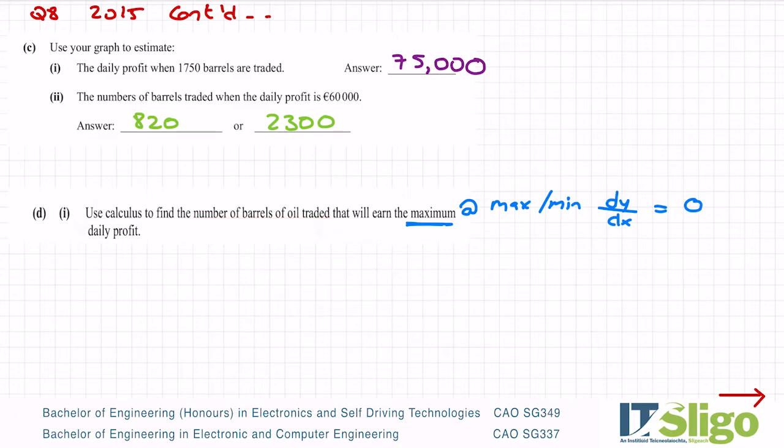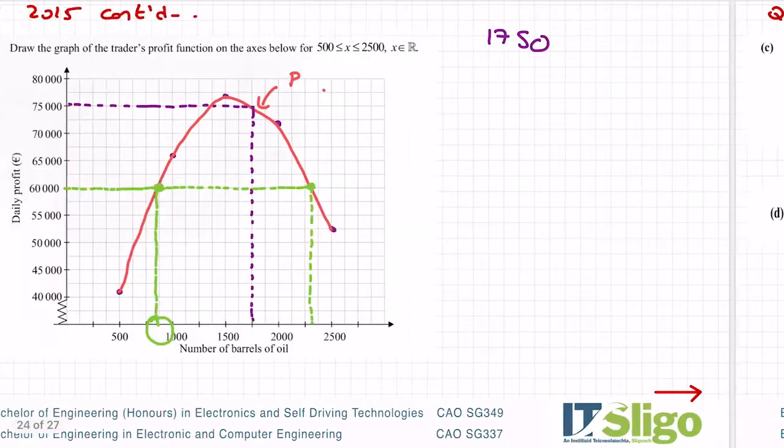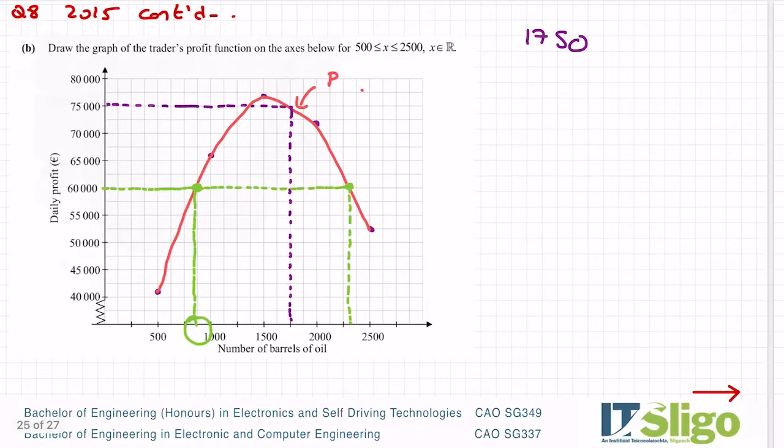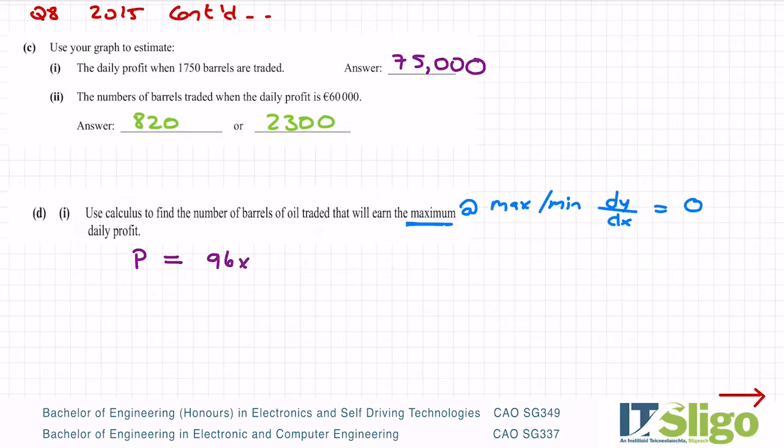So I need my function. So P was equal to 96x minus 0.03x squared. Okay, so that was my P function. I need to differentiate it. So I'm differentiating the equation P with respect to the letter x. So it's dP dx.